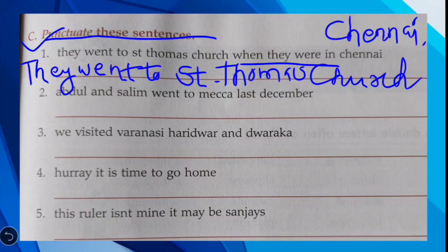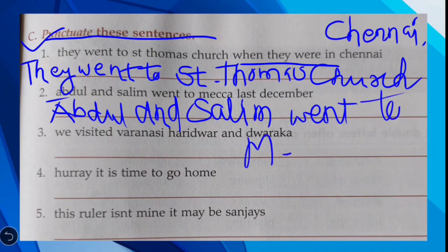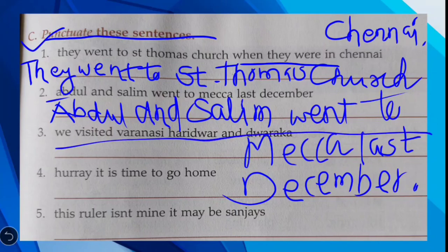Now look at the next. Abdul and Salim went to Mecca last December. Abdul is a proper noun, A capital. Salim as capital. Went to Mecca. In Mecca, M capital. Last December. Last December, D capital. And last you have to put a full stop. Students, look at it clearly, then I rub it. Yes?